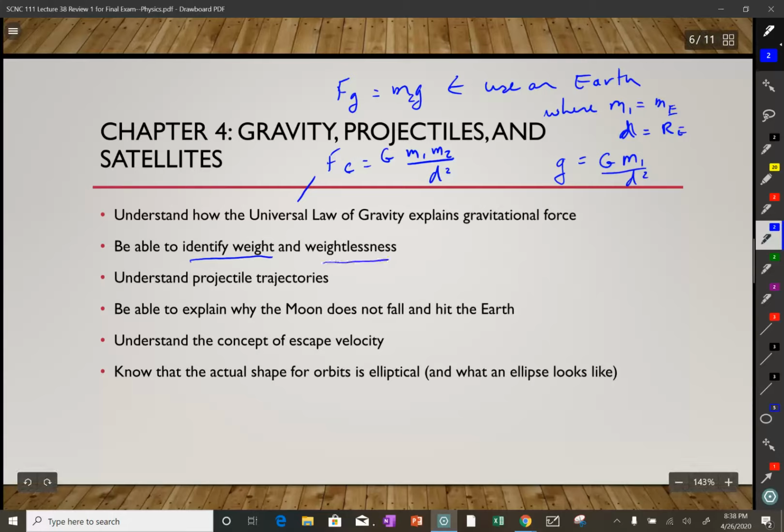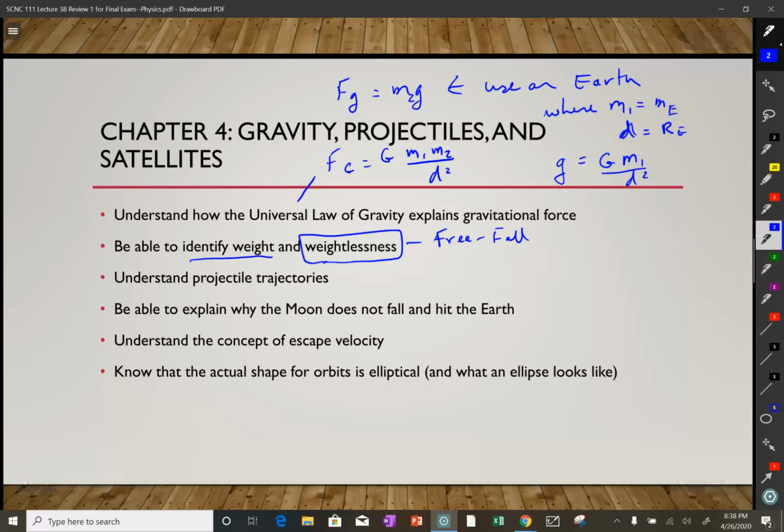But then weightlessness gets confused because weightlessness is when you have no normal force. So probably a better way of identifying weight is what's the normal force if you're standing stationary. Weightlessness is when you fall under the influence of gravity with nothing else affecting you. So weightlessness is when you're in free fall.